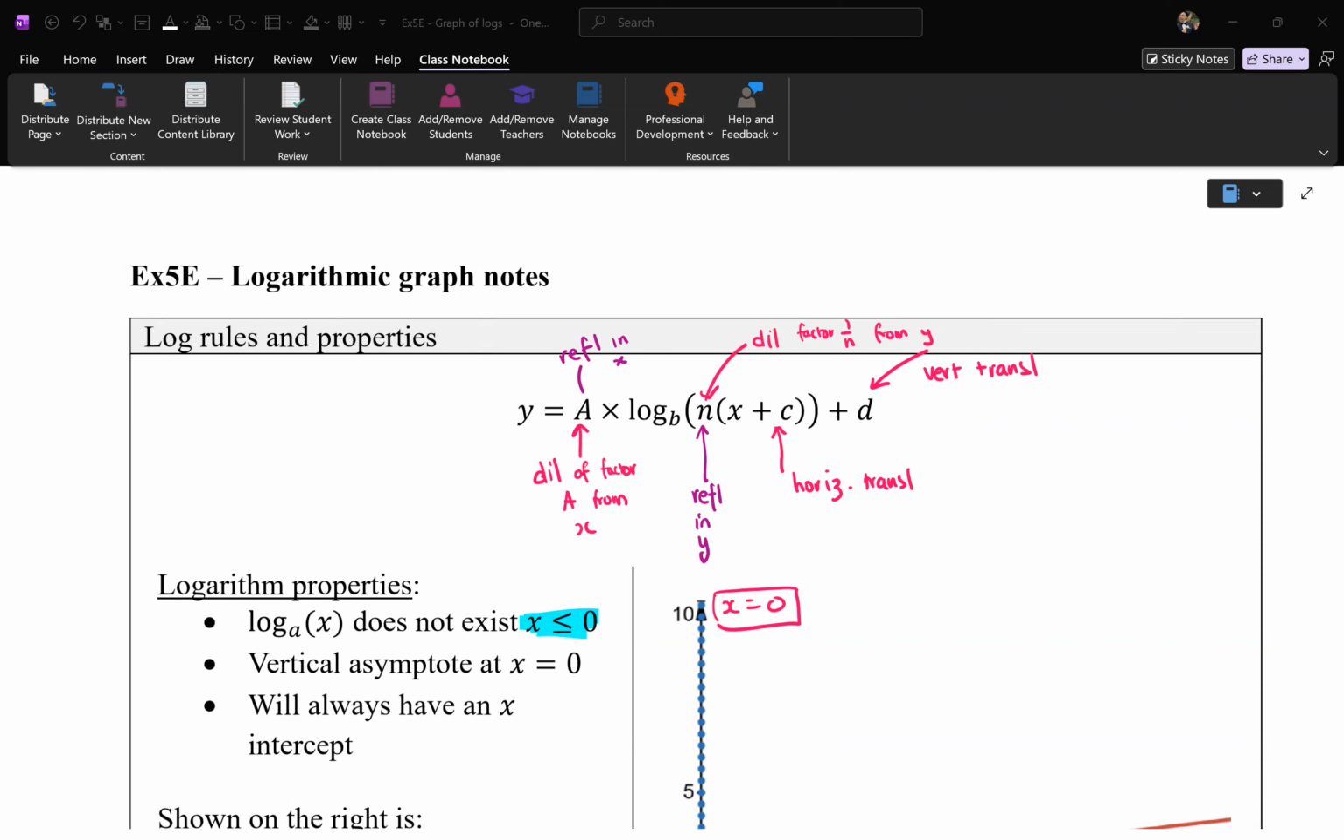All right, 5E is now logarithm. So last session you did exponential rules. Now we're going to logarithmic graphs. Last session you did logarithmic rules. So now it's log graphs.